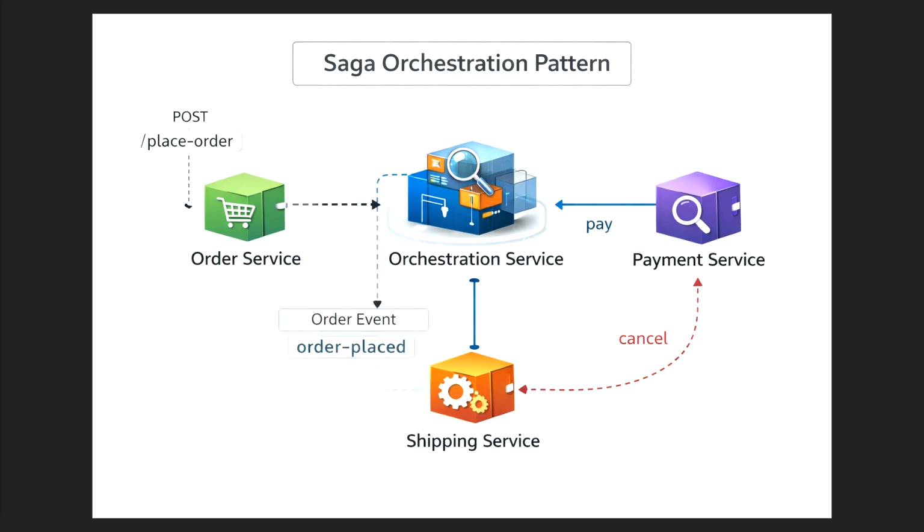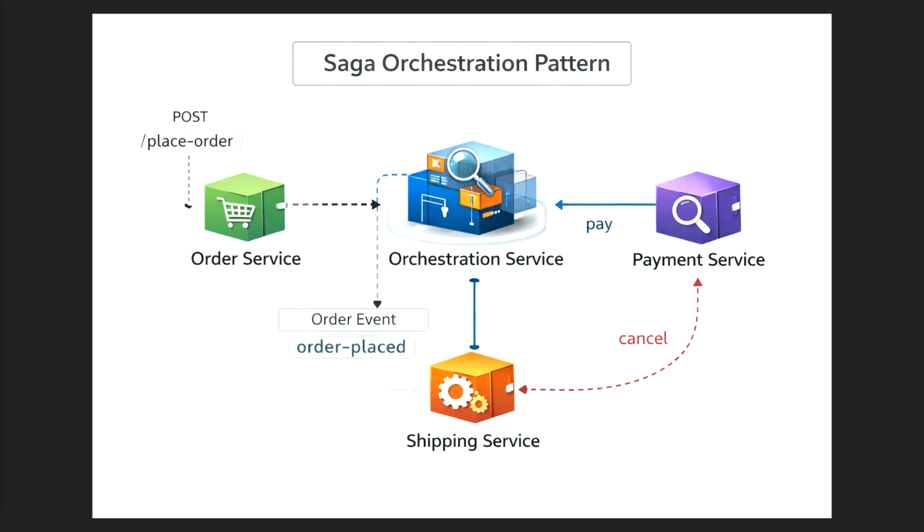In orchestration, a central service controls the flow. It knows the sequence and it decides what happens next. This avoids hidden coupling and unclear event chains. Here is how it works in our example. Step 1. The client calls place order. The order service creates an order and publishes an order placed event.